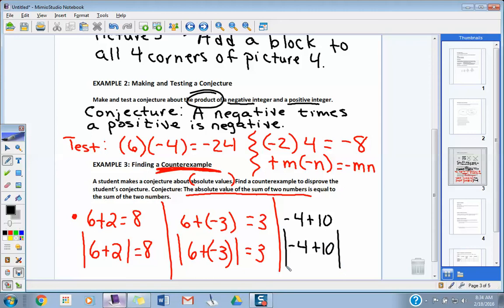This is an interesting one. Oops, I didn't want to do that. I messed that up completely. You know what? Here, just put a negative with both of them.